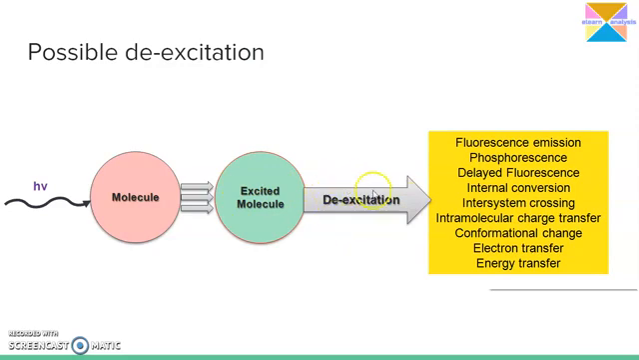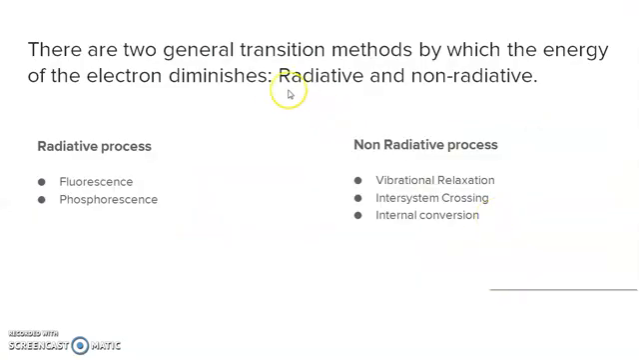Rather, they tend to relieve that excitation energy, and that excitation energy may be in several of these forms, either in the form of fluorescence, phosphorescence, delayed fluorescence, internal conversion, intersystem crossing, intramolecular charge transfer, conformational change, electronic transfer, energy transfer. The energy may be lost in any of these ways. So basically, there are two general ways in which the energy is lost. We categorize them as radiative and non-radiative processes.